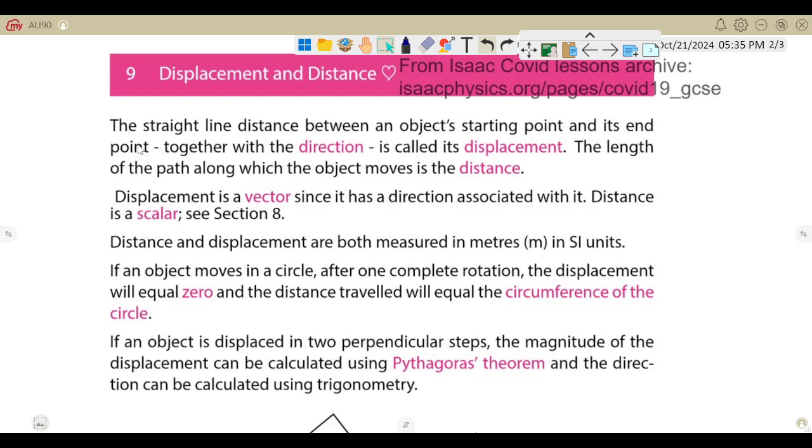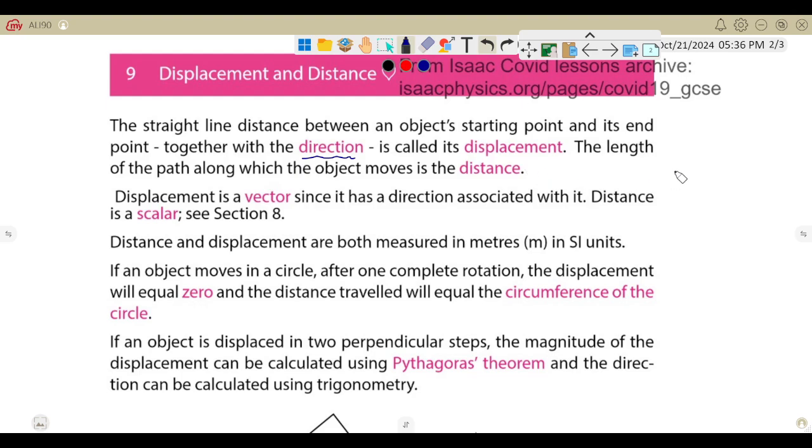So what we have here is the straight line distance between an object's starting point and its end point, together with the direction. Just pay attention to the words written in different colors. Here we say that it's a straight line already, the distance between an object's starting point and its end point together with the direction. So this is called a displacement.